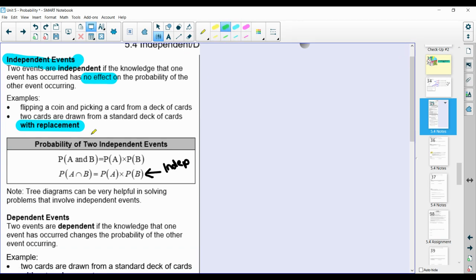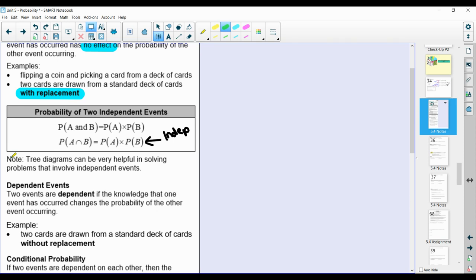Before we get into dependent events, it's also important to notice that when we're looking at independent events, tree diagrams come in really handy, and they also come in handy for dependent events. In the next lesson, we're going to spend an entire lesson just looking at tree diagrams and tables and other methods of solving probability problems.